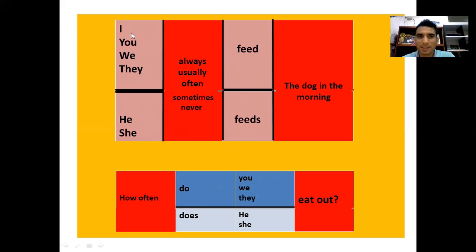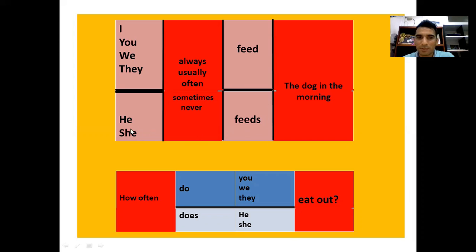Yes. For example, I always feed the dog in the morning. You always feed the dog in the morning. We always feed the dog in the morning. They always feed the dog in the morning. And for he and she, third person, he always feeds the dog. She always feeds the dog.